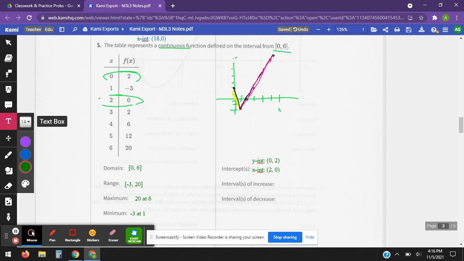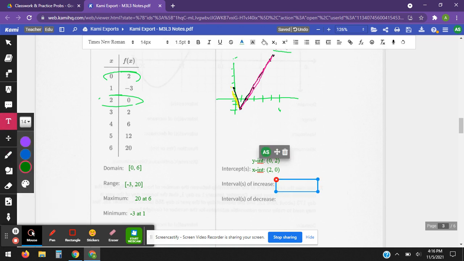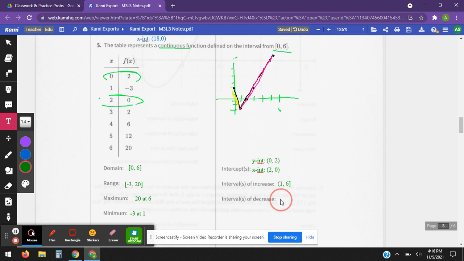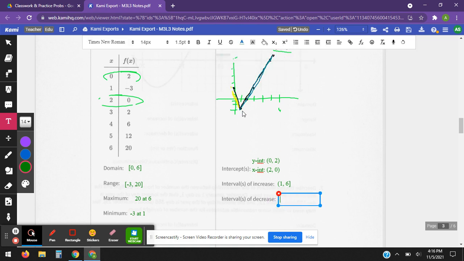So if I'm going over here to do my intervals, we start with an increase. That is going to be from 1 all the way up to 6, right? And I am not going to include 1, but I can include 6 because my interval of decrease starts at 0 to 1. And I want to include 0, but not 1, because that's where it switches around. All right, I don't think there's anything extra on this guy.